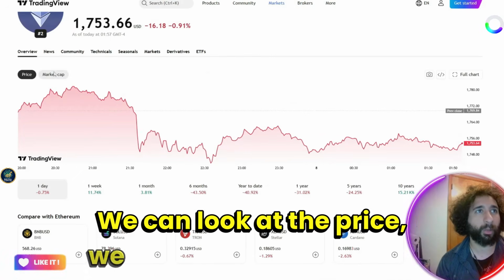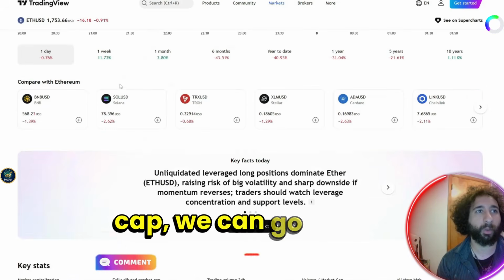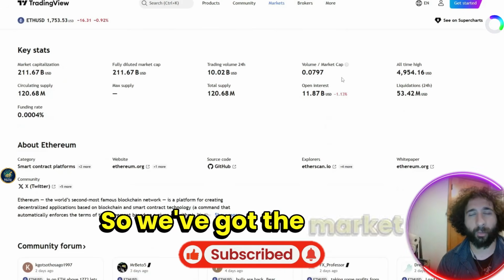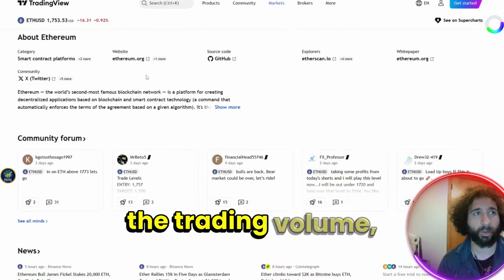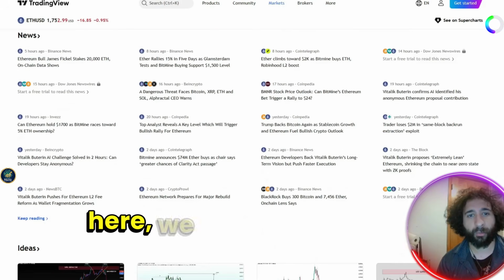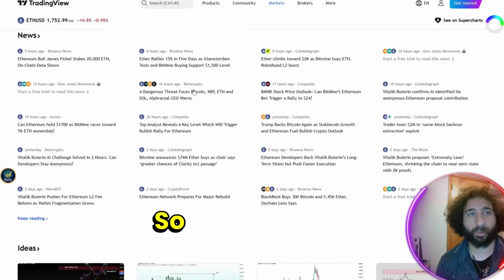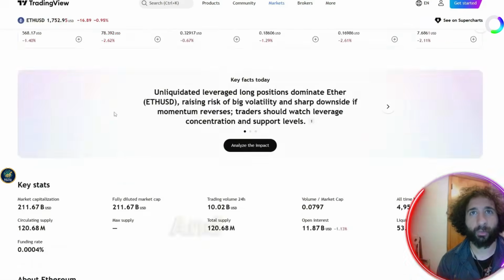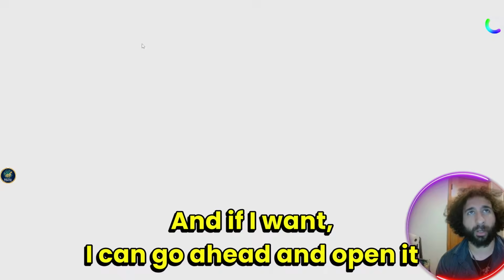We can look at the price. We can look at the market cap. We can go ahead and check the volume. So we've got the market capitalization. We've got the trading volume. We can see what's happening here. We can see the news and everything else. So this is really, really easy to do. And if I want, I can go ahead and open it up in the full chart.